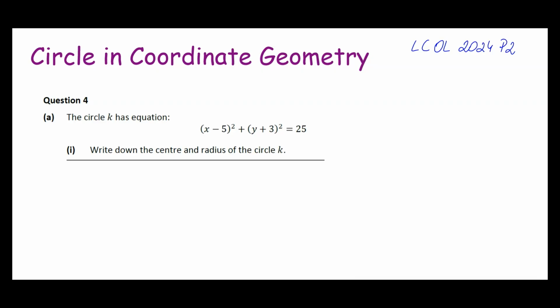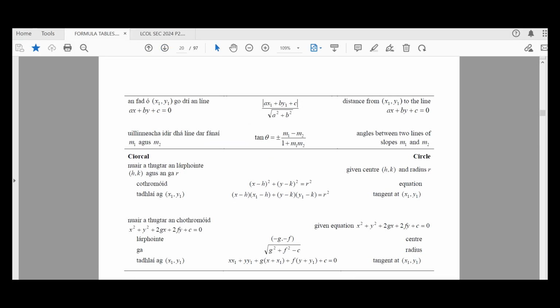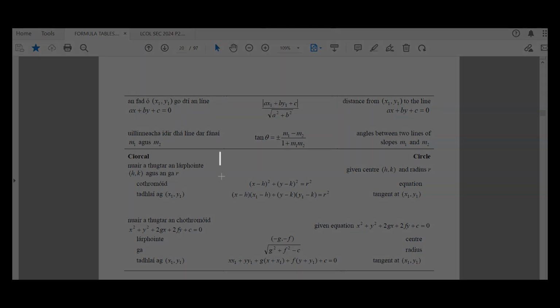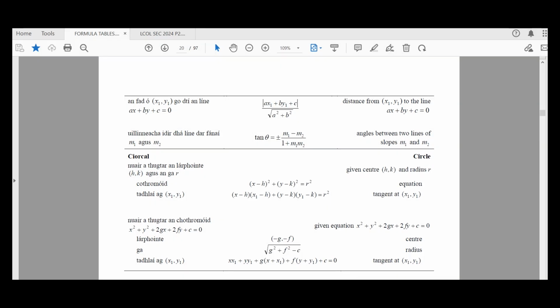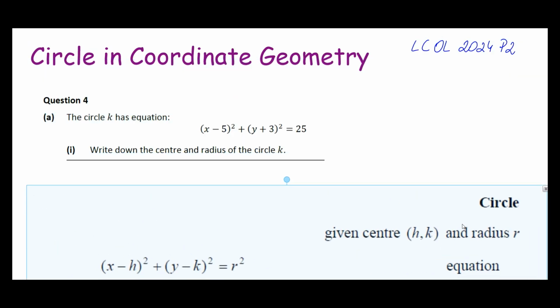Circle in coordinate geometry. Once we see an equation of the circle given to us in the exam question, the first thing we do is open our maths table to the formulas that have to do with circle in coordinate geometry on page 19, because we're going to need them 100%. Okay, let's just take those and see what we need to do here.